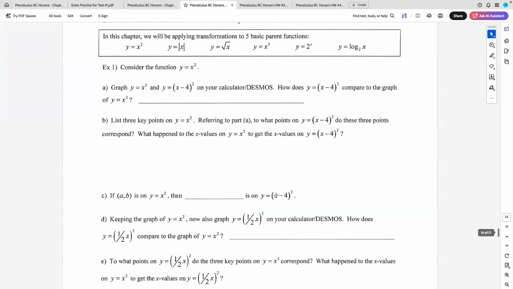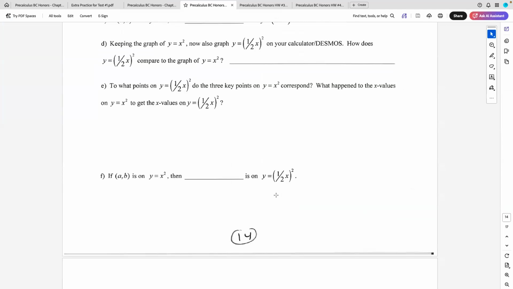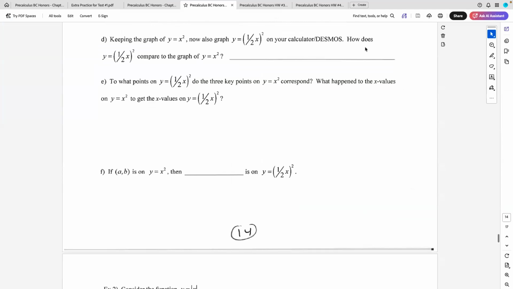Okay, so next up, we're gonna get what's happening in parts A, B, and C. Now, what if you have 1/2 x squared? Now, that one's a little funny. So what's it going to do graphically speaking? It's going to horizontally stretch by a factor of 2.